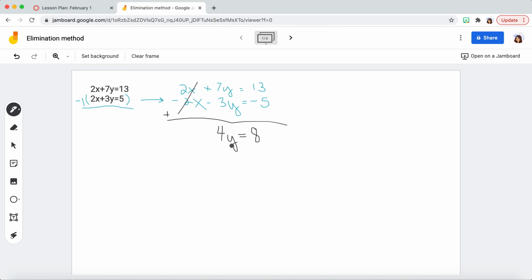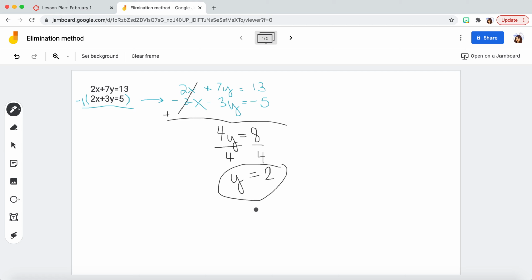And I'm trying to solve for y because that's what I'm left with. So I'm going to divide by 4 on both sides so that I can leave the y by itself. And so y equals 8 divided by 4, that's 2. Now we're not done, because we have the y value and we need the x value.